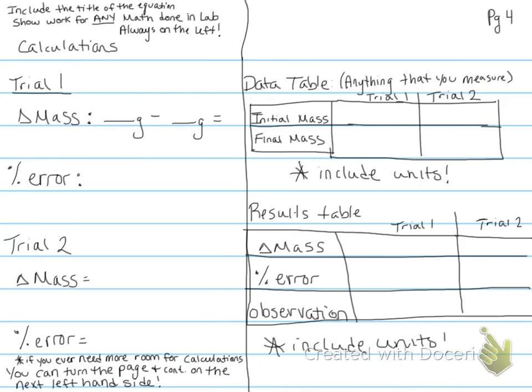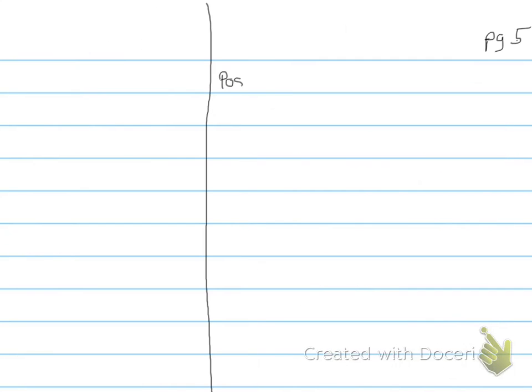So we always do math on the left and the writing on the right-hand side of the page. So hit pause and make sure that you fill in your data table and fill in your results table, as well as fill in your calculations page so you've got all your work shown for the lab. Once you've done your work, then you're going to look at your post-lab questions. So you've got post-lab questions on this lab.